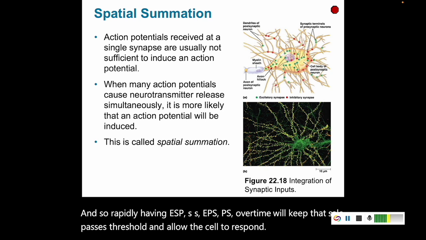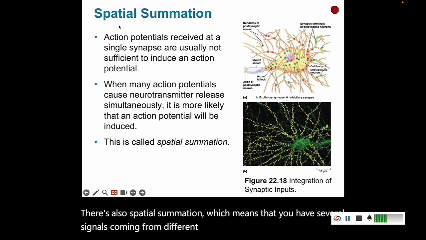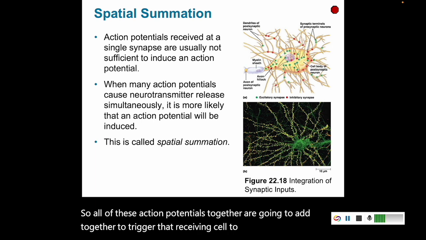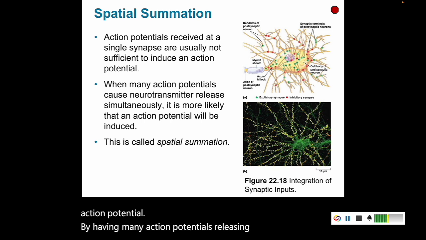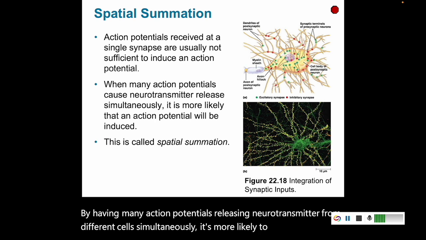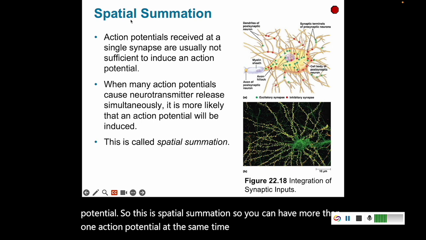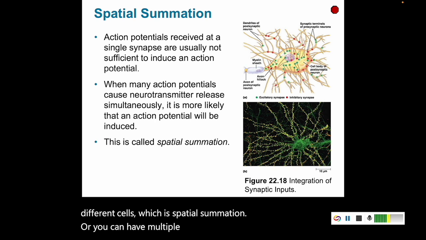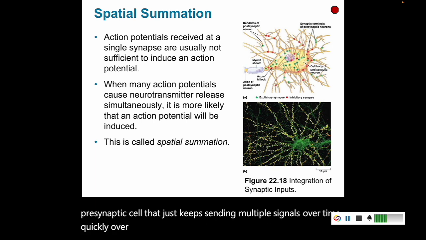There's also spatial summation, which means that you have several signals coming from different spaces or from different cells. So all of these action potentials together are going to add together to trigger that receiving cell to respond and induce an action potential. By having many action potentials releasing neurotransmitter from different cells simultaneously, it's more likely to get that action potential. So this is spatial summation. You can have more than one action potential at the same time from different spaces, from different cells, which is spatial summation. Or you can have multiple from the same sending cell, the same presynaptic cell that just keeps sending multiple signals quickly over time. And that's temporal summation.